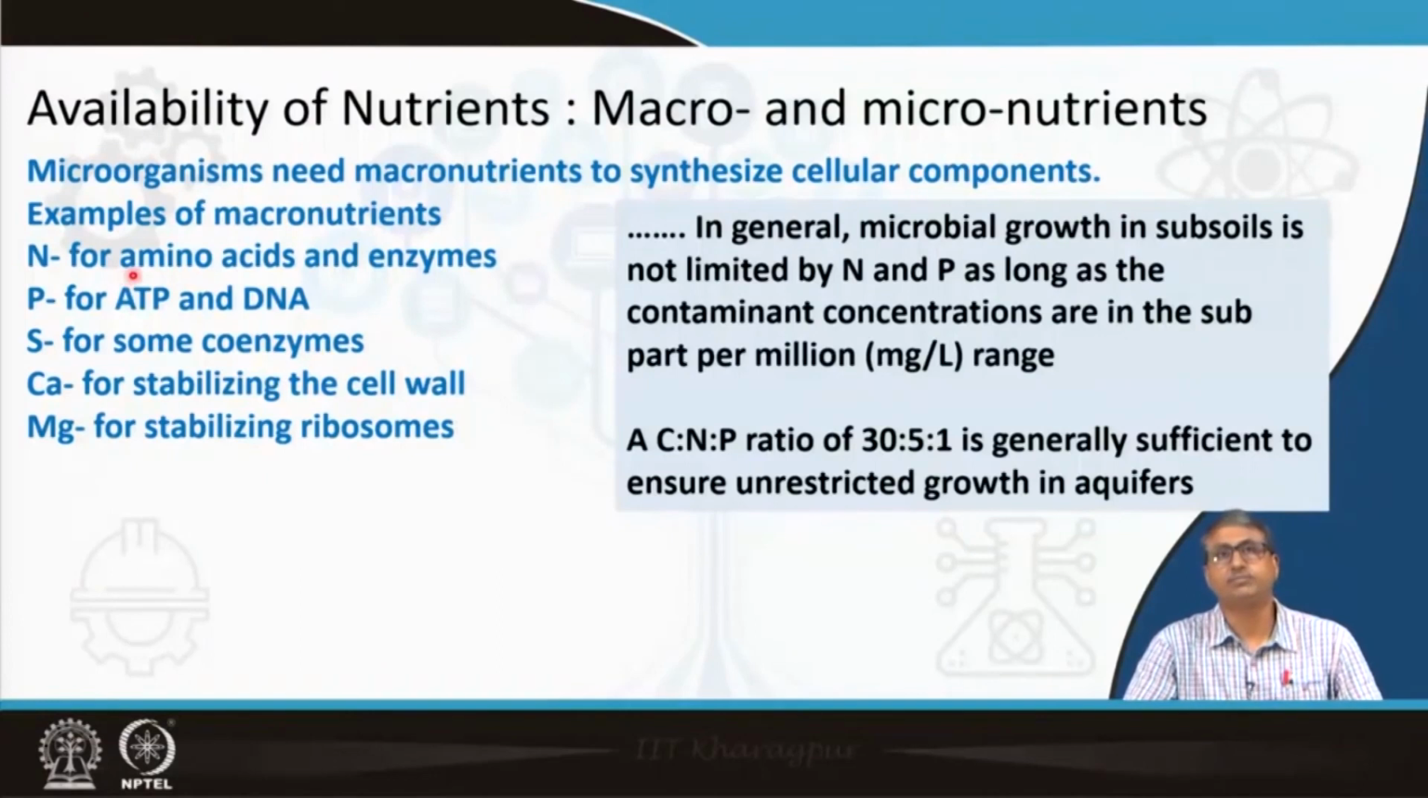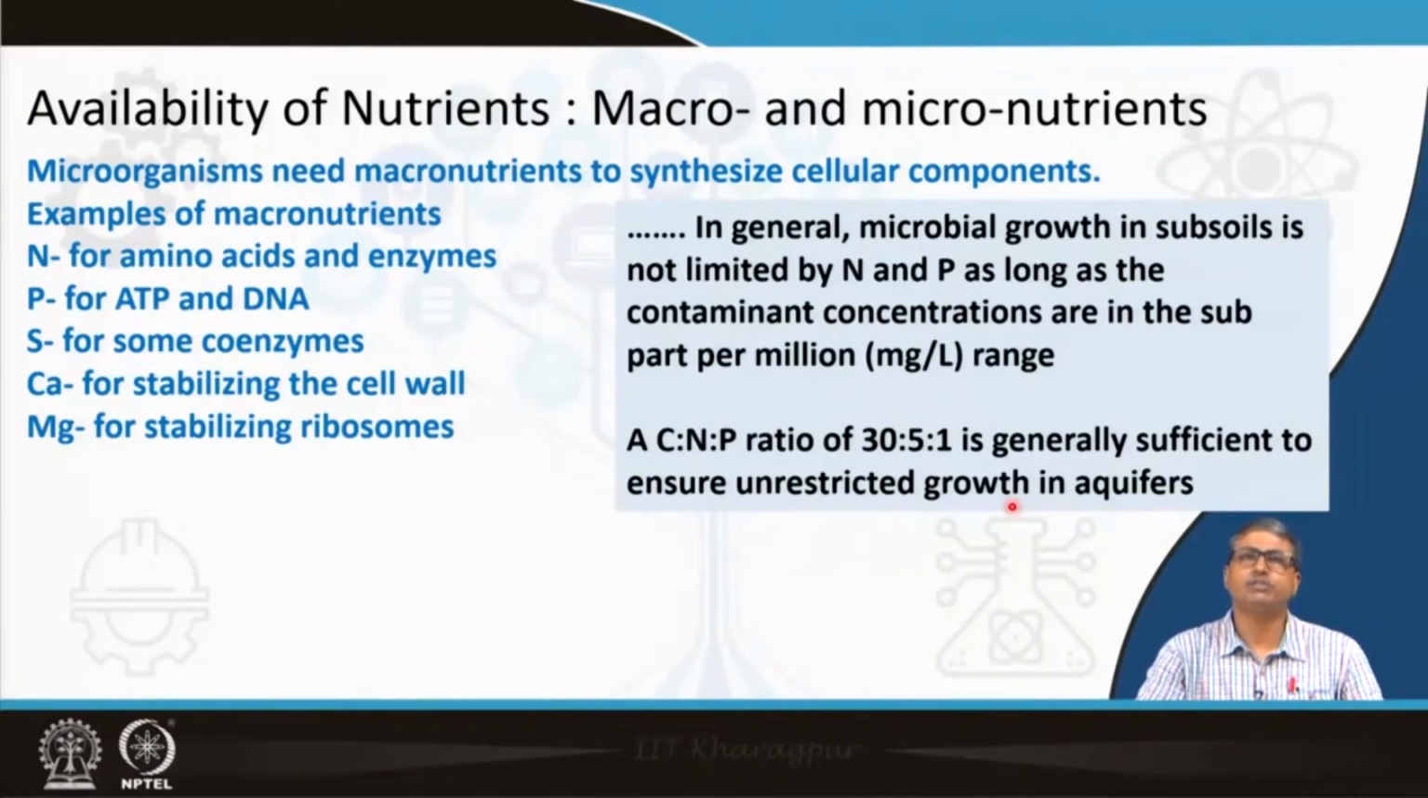In general, microbial growth in subsoil and polluted environments is not limited by nitrogen and phosphorus as long as the contaminant concentrations are at the sub-part-per-million level. A carbon, nitrogen and phosphorus ratio of 30:5:1 is generally sufficient to ensure unrestricted growth in aquifers.